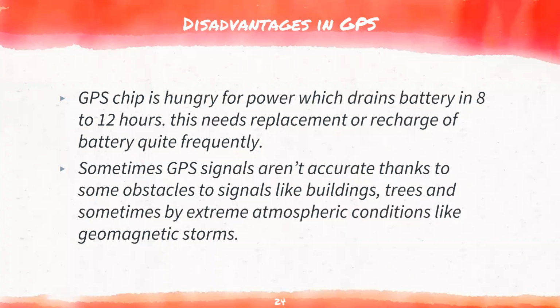Some of the disadvantages of GPS are GPS consumes more energy, and there is a chance to damage the battery quite frequently. Some GPS signals are inaccurate due to obstacles to the signal, like buildings and trees, and sometimes extreme atmospheric conditions like geomagnetic storms.